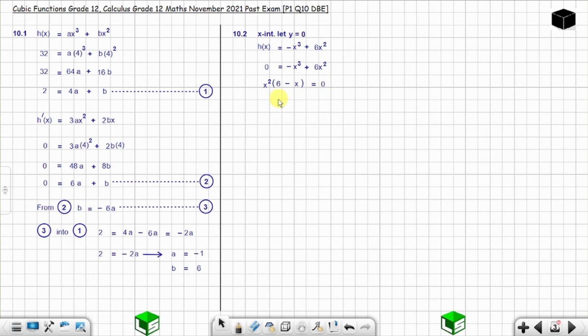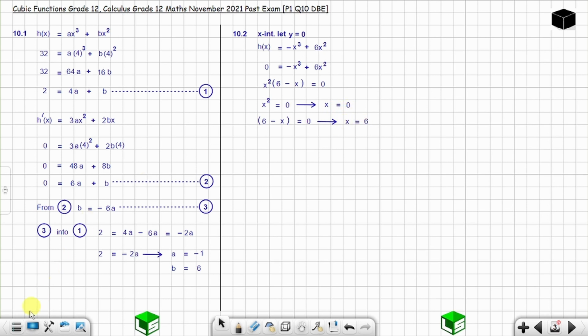Now you have x squared is equal to 0. What is x equal to? x is equal to 0. When you take the square root on both sides of the equal sign, you have x is equal to 0. You also have this bracket, which is equal to 0. So you have 6 minus x is equal to 0. What is x equal to? x is equal to 6. So you have x is equal to 0 and x is equal to 6.